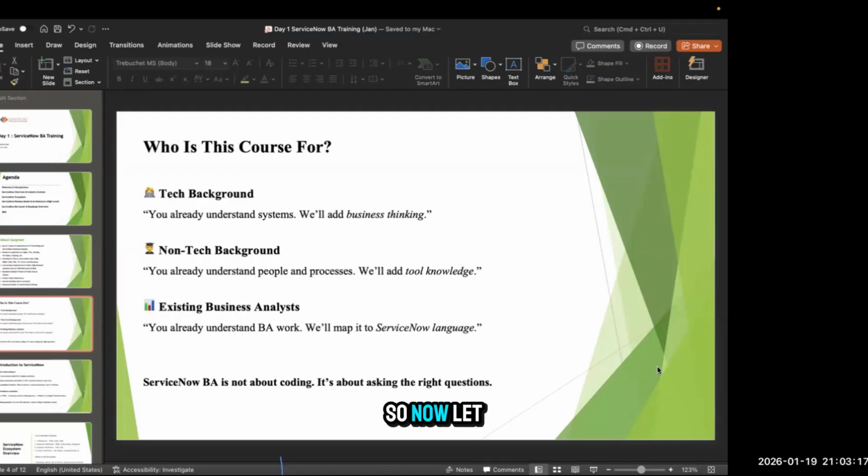So now, let me set expectations very clearly: this is not a course where I will overload you with theory. We will focus more on the practical part, to actually understand how ServiceNow works in the real world. This is not a course where you will be judged, and this is definitely not a course where you need to know coding. This is a job oriented training. My goal is to make you think like a real ServiceNow business analyst and not like a student.